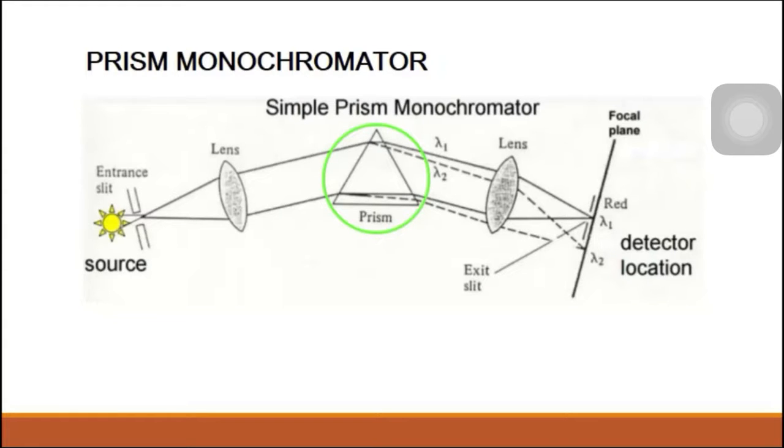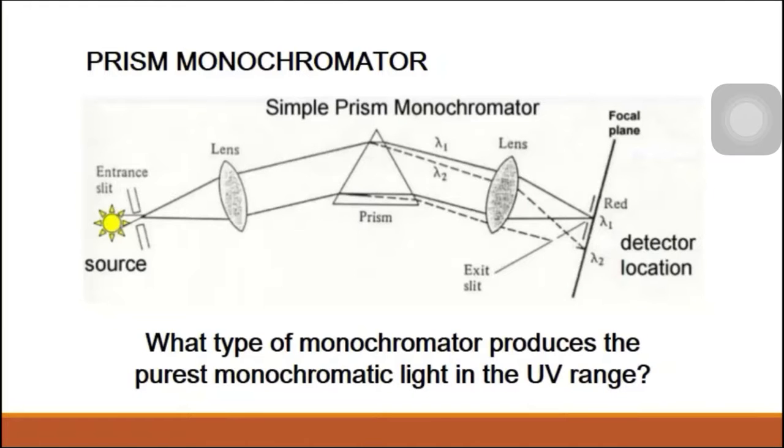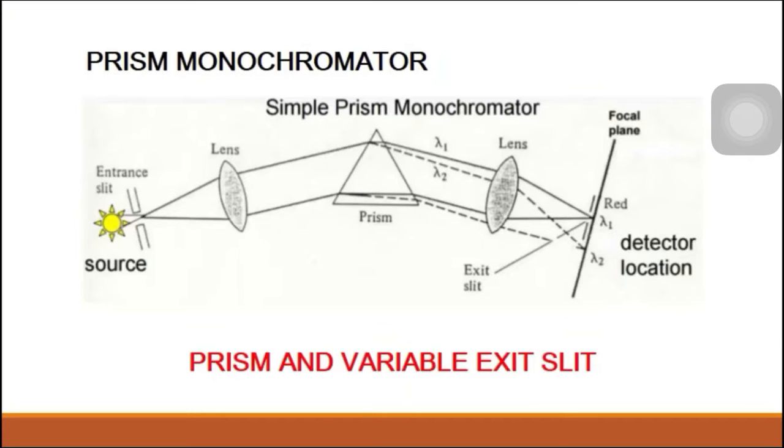Now this prism disperses radiation into component wavelengths. And the second lens focuses the spectrum at the focal plane. An exit slit selects the band of radiation to reach the detector. So if you are asked, what type of monochromator produces the purest monochromatic light in the UV range? The correct answer is prism and variable exit slit.